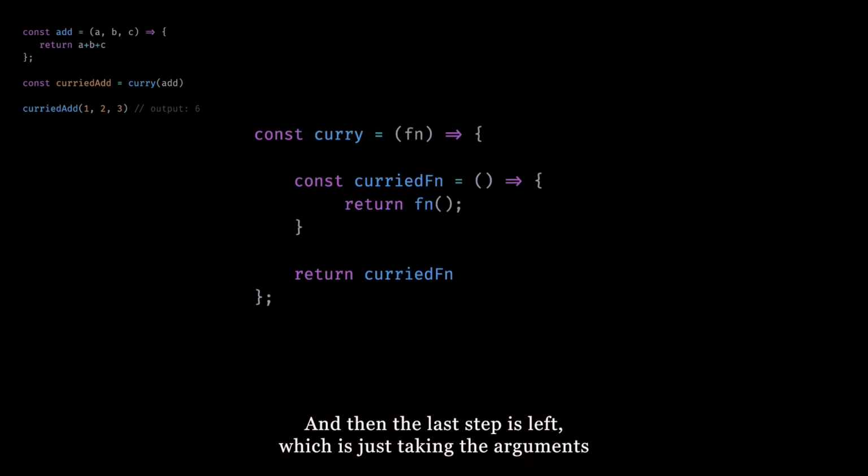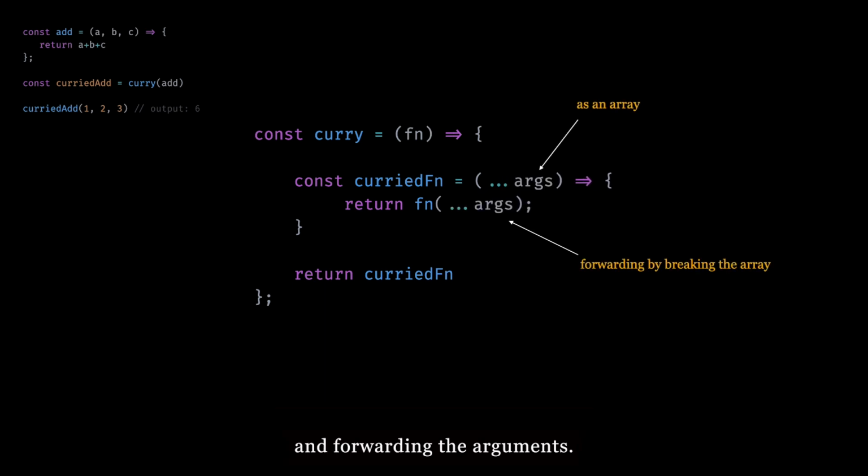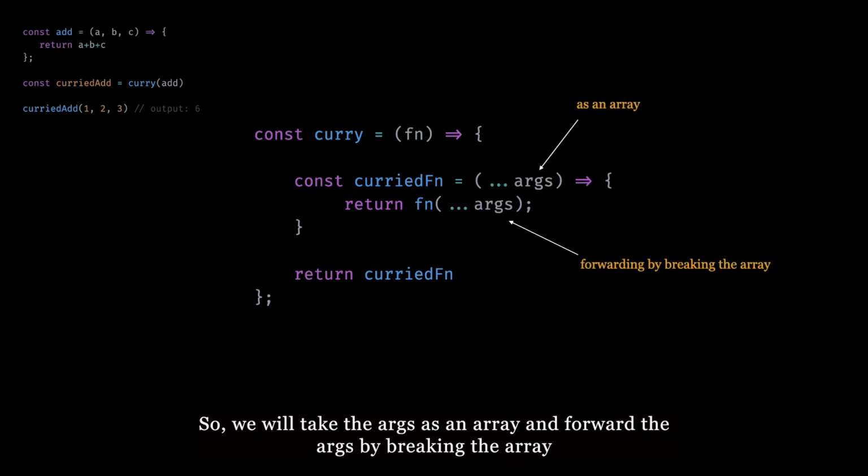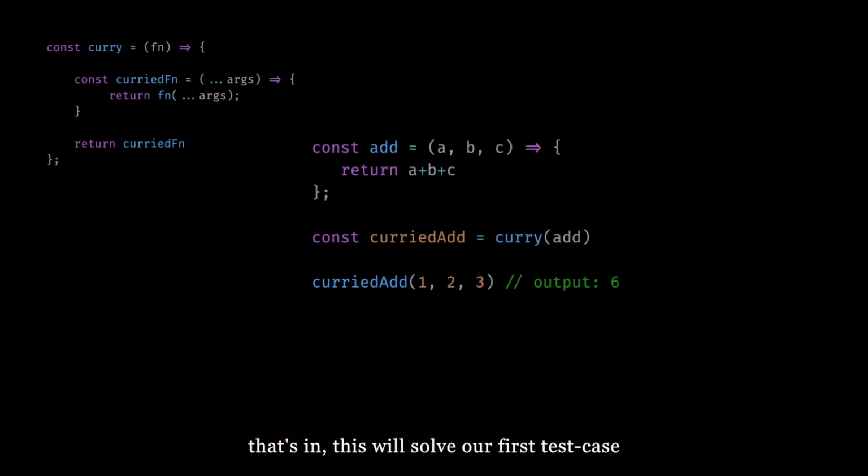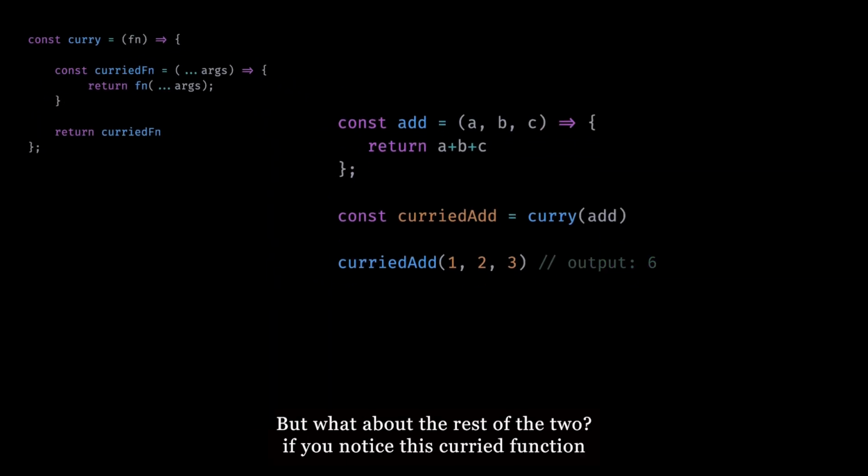And then the last step is left, which is just taking the arguments and forwarding the arguments. So we'll take the arguments as an array and then we'll forward the arguments by breaking the array. That's it, that will solve our first test case. But what about the rest of the two?